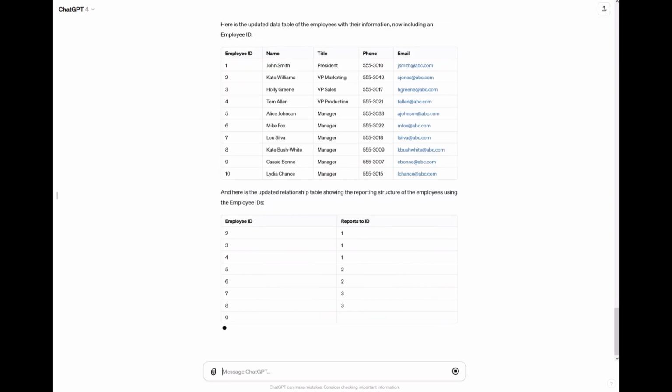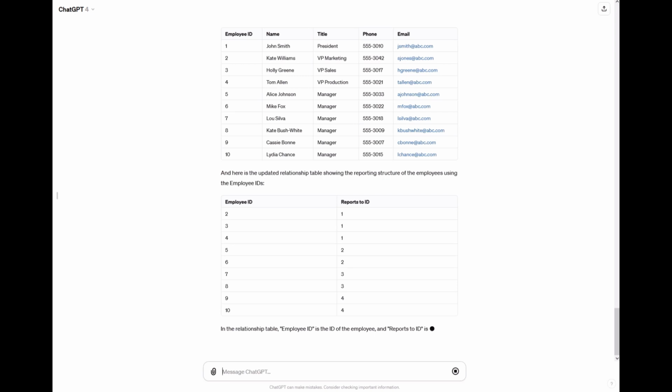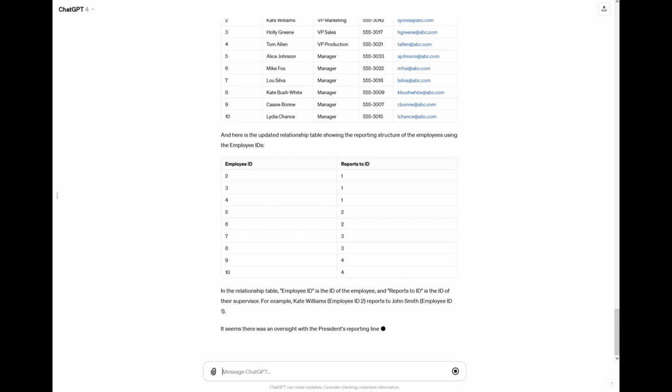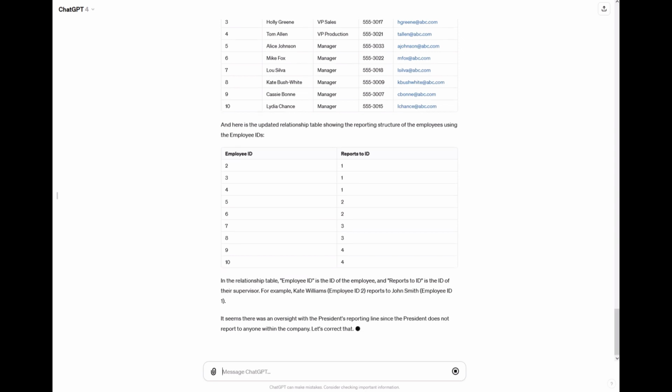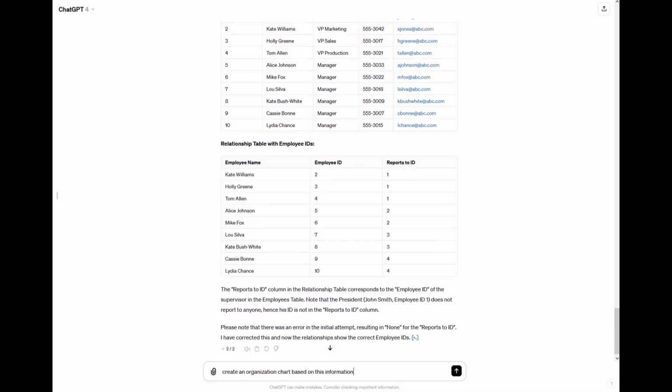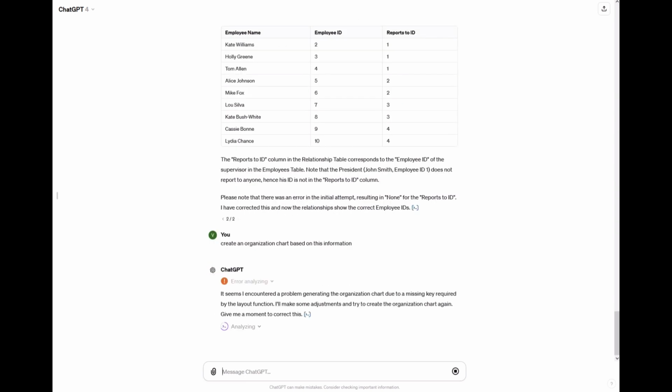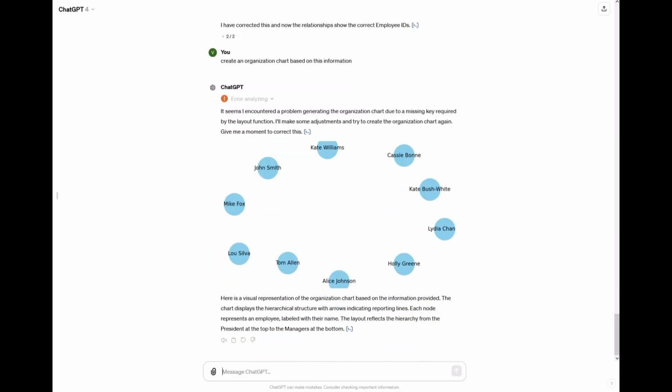The final test is to ask ChatGPT to build lists of employee information and the reporting structure, and then to draw an organization chart from scratch. Let's see how ChatGPT fares. ChatGPT built the list of employees, but it is having some difficulties in redrawing the organization chart from scratch. It has bombed out twice already. I'm asking ChatGPT to try regenerating it again.